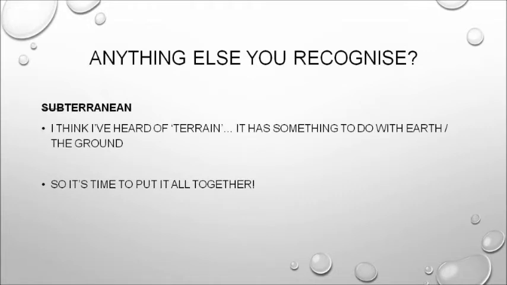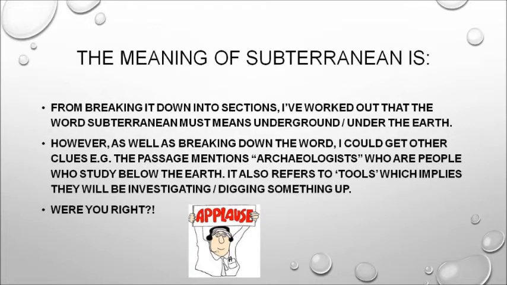Now let's put it together. Put it together and what have we got? So the meaning of subterranean is, so once you've broken it down, let's work it out. Sub means under, terrain is something to do with ground, shove it together, underground or under the earth.